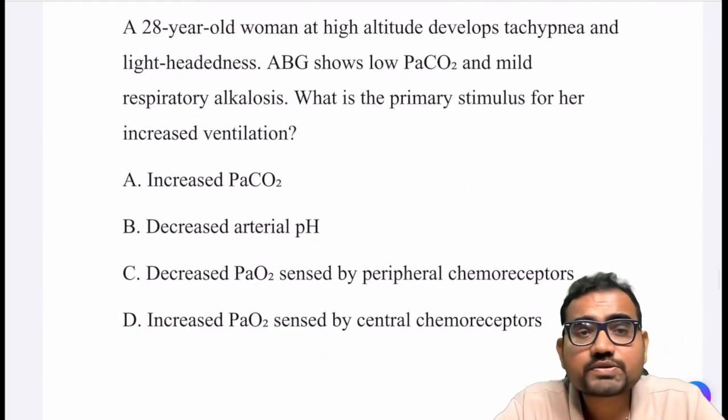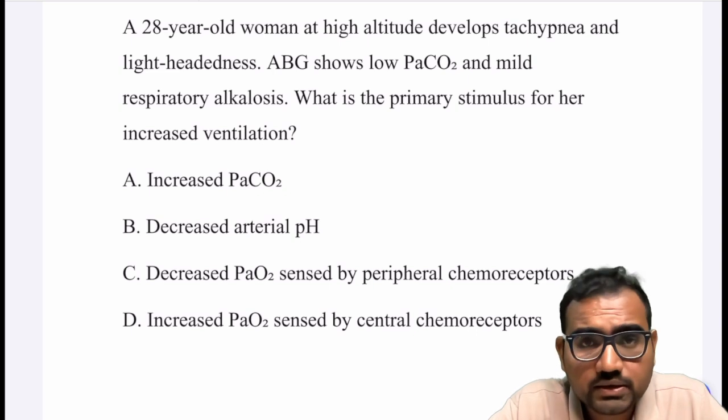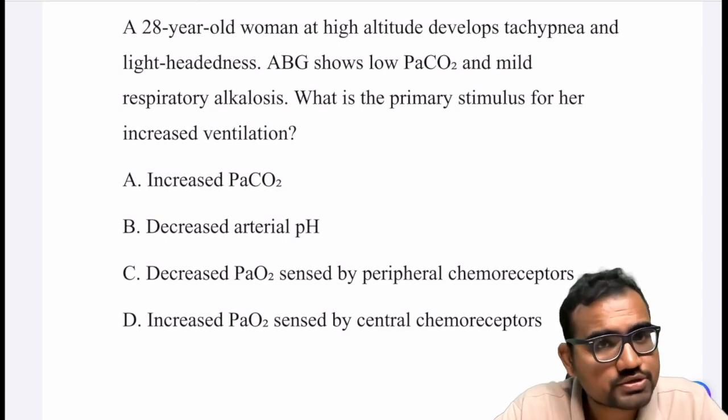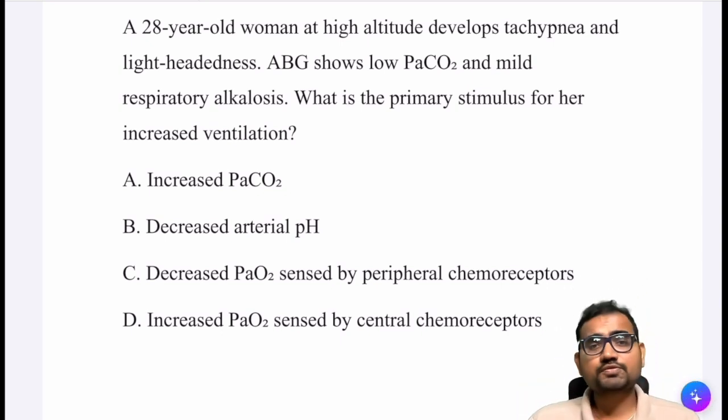So moving on to the next question, a 28-year-old woman at high altitude develops tachypnea and lightheadedness, and ABG shows low partial pressure of carbon dioxide and mild respiratory alkalosis. So what is the primary stimulus for increased ventilation?